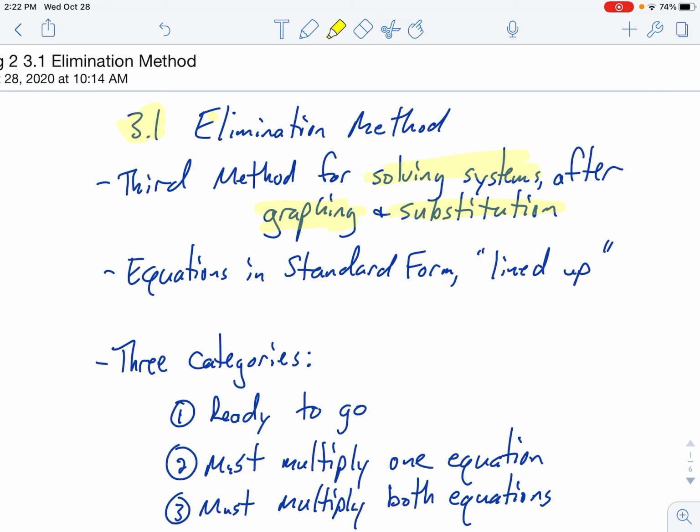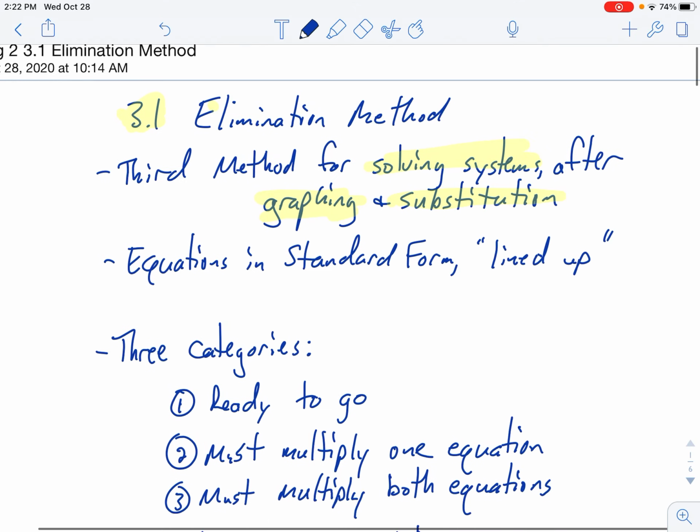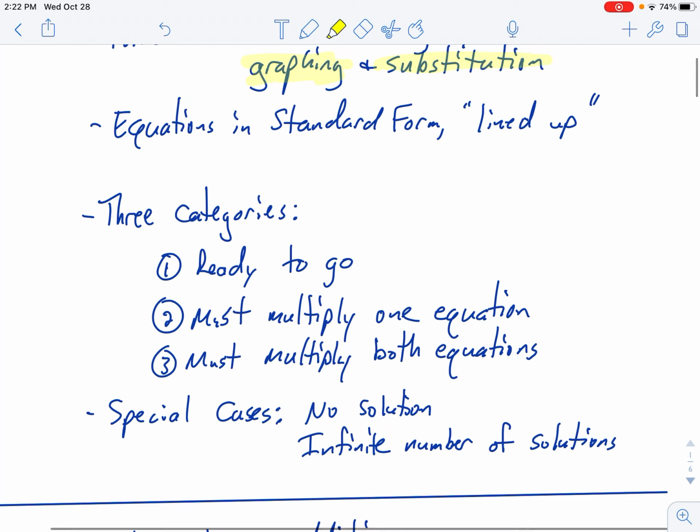So graphing is where you have two equations, you graph them and find the point where they intersect. Substitution involved isolating a variable, plugging it into the other equation and solving it. And then this third method called elimination is what we're going to be learning today. In this method, the equations will all be given in standard form and everything will be lined up. You'll see what I mean when I get there, but the x terms will be vertically above and below each other, the y terms, the equal signs, things like that.